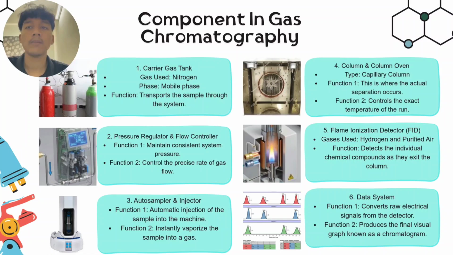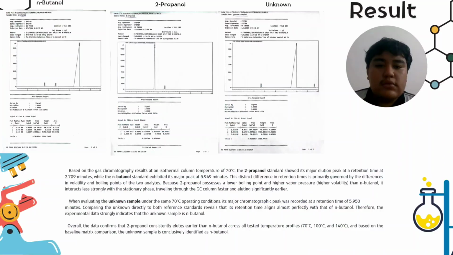Number 4, column and column oven. This is a long heated tube where the different chemicals inside your sample get separated. Number 5, flame ionization detector. This sensor uses a tiny flame to detect each chemical compound as it finishes the race. Number 6, data system. This computer converts the sensor signal into a final graph with a visual peak for you to read. So for this part, we get 3 different graphs, which are N-butanol, 2-propanol and the unknown sample.